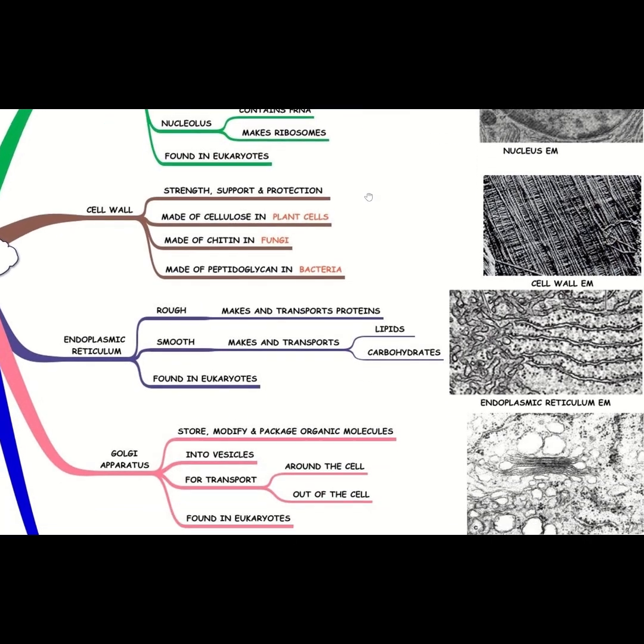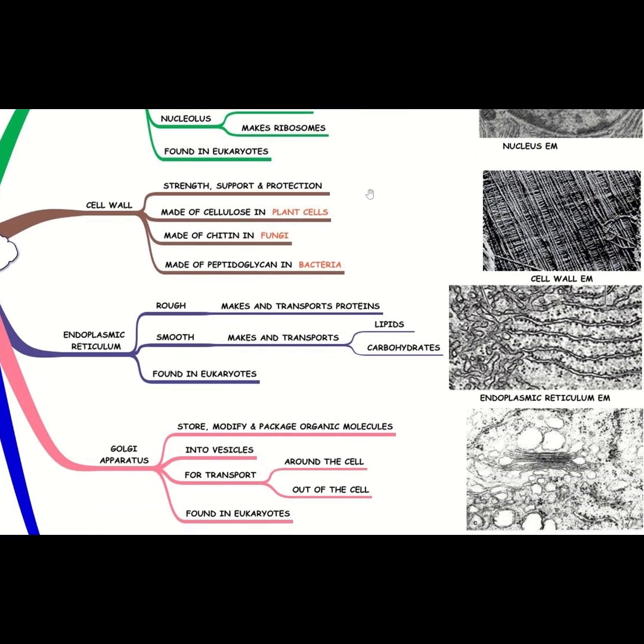Next, we get to a cell wall. Now, the cell wall is permeable. It's only used for structural support. In plant cells, the cell wall is made of cellulose. In fungi, the cell wall is made of chitin. In bacteria, the cell wall is made of peptidoglycan. And in the domain Archaea, the cell wall is made up of a collection of unusual lipids.